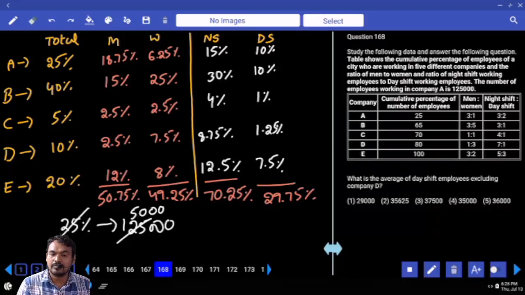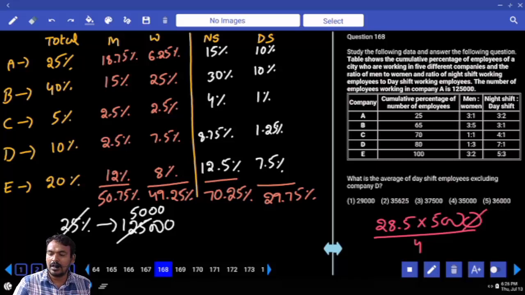29.75. In that, which one are we subtracting? 1.25. What is the remaining? 28.5. Into which one? 500. Sorry, 5000. Divide by 4.